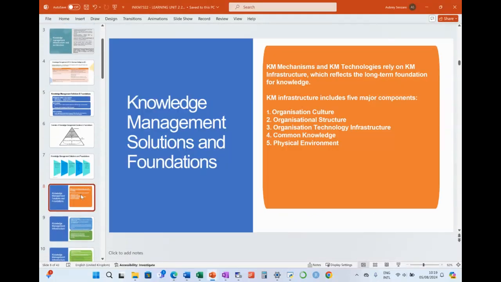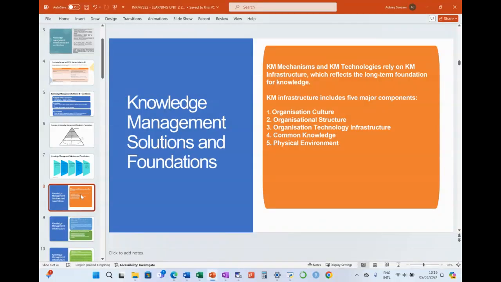And then like I said, today we'll be focusing on the infrastructure. And what does our infrastructure entail? It entails 5 major components. First, I did mention this earlier, the first one is organizational culture. Then organizational structure, and then your technology infrastructure, and then common knowledge, and then your physical environment.